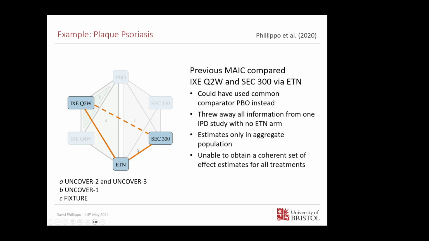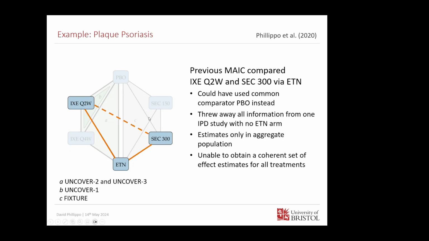But there are some issues with this analysis. First of all, why did they choose etanercept? Why didn't they go via placebo? There was also a common placebo arm. And they also threw away all of the information, not only from this placebo arm, but also from this entire IPD study, UNCOVER 1, where there wasn't any etanercept arm. So they're actually throwing away quite a lot of information here. Not only that, but as I said earlier, they can only get estimates in this FIXTURE population, which doesn't necessarily represent, say, the UK population for rolling out these treatments.